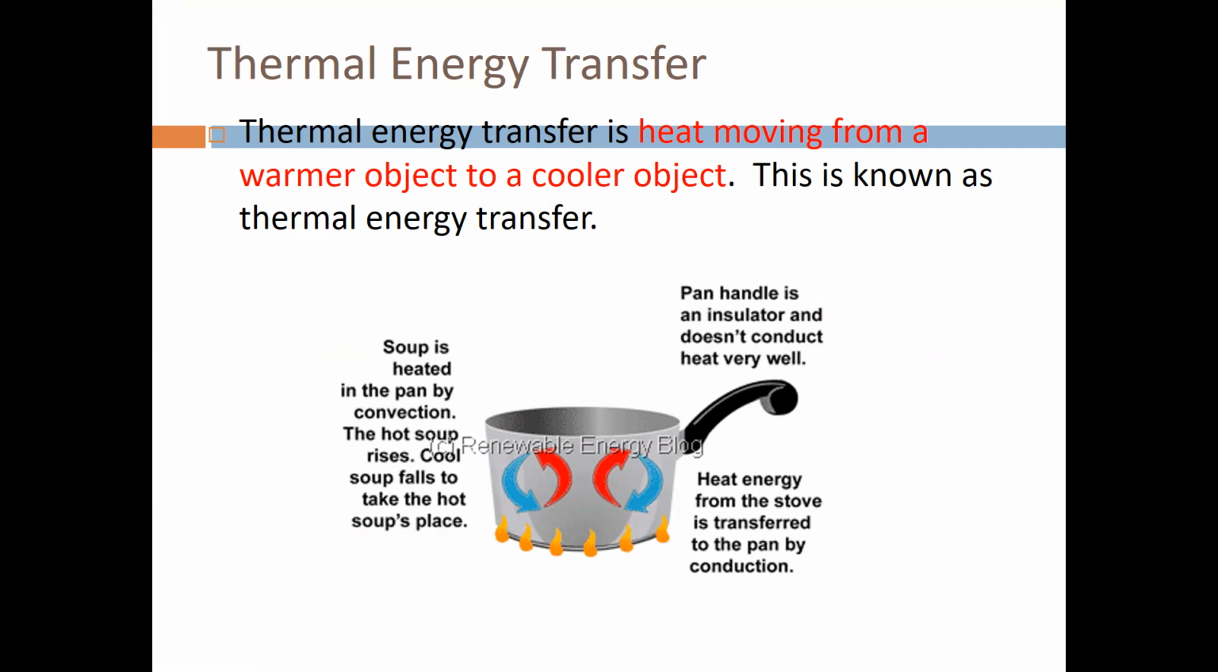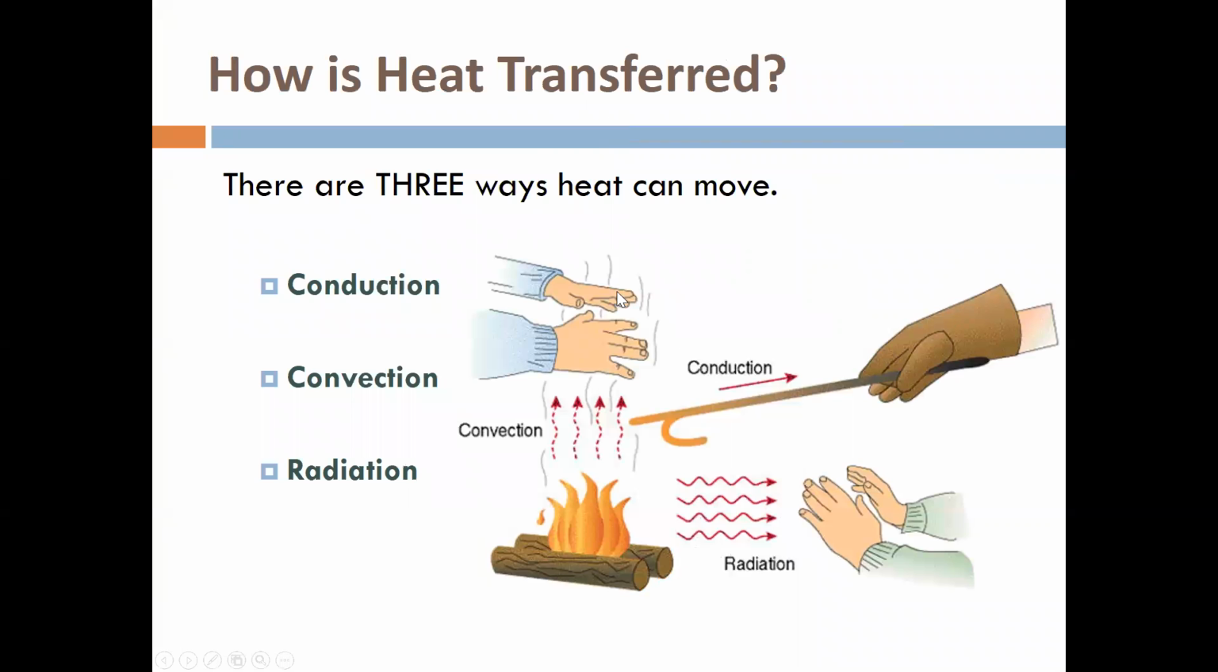So in this, a couple of different things. The soup is heated in the pan by convection. The hot soup rises. The cool soup falls to the bottom to take the hot soup's place. The pan is heated by conduction. It's transferred to the pan by conduction. And the pan handle is an insulator, otherwise you would burn your hand. So three ways. Typically, when I think of this, I like to think of convection as occurring in a liquid, conduction occurring in a solid, and radiation occurring in a gas.